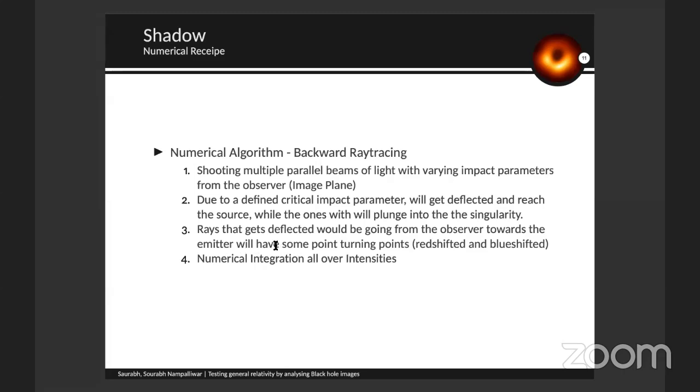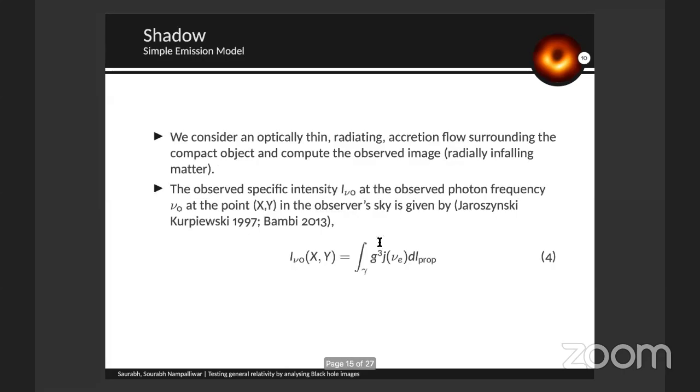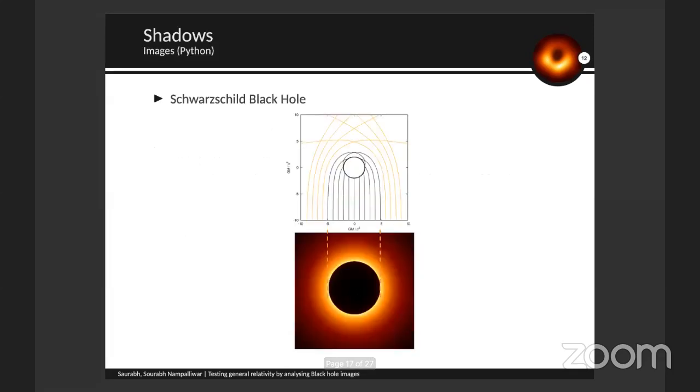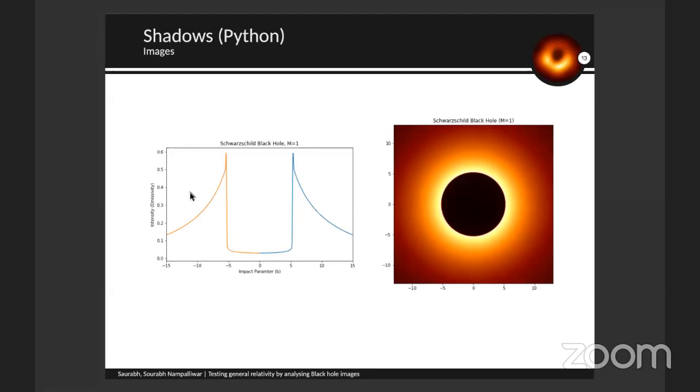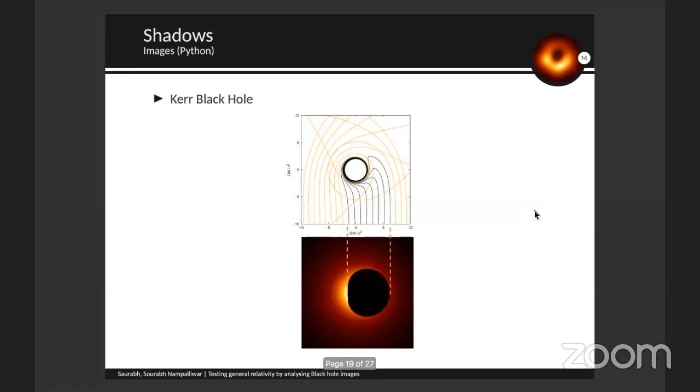And then we numerically integrate all those intensities over this particular formula. And that's how we get a very beautiful image, the shadow image. Here you can see we have fired photons from here, and with a particular orbit, those rays which are not reaching the observer constitute the shadow part. So here, this is a very basic Schwarzschild black hole, and this is how the intensity is changing with respect to the impact parameter. And this is an example of a rotating black hole.